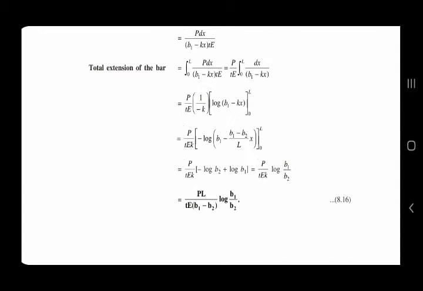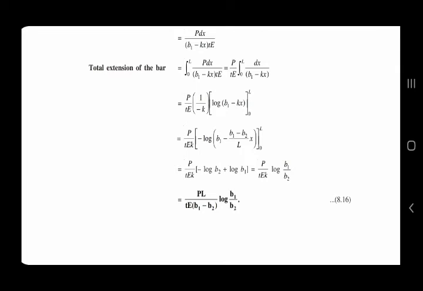So after solving the integral, we get P by TE into bracket 1 upon minus k into log (b1 minus kx), limit varying from 0 to L. After the simplification, P upon TEk into bracket minus log (b1 minus b2 x by L) for limit 0 to L. If you go for the simplification, we get P by TEk log to the base e b1 by b2. That is the equation for the plate.